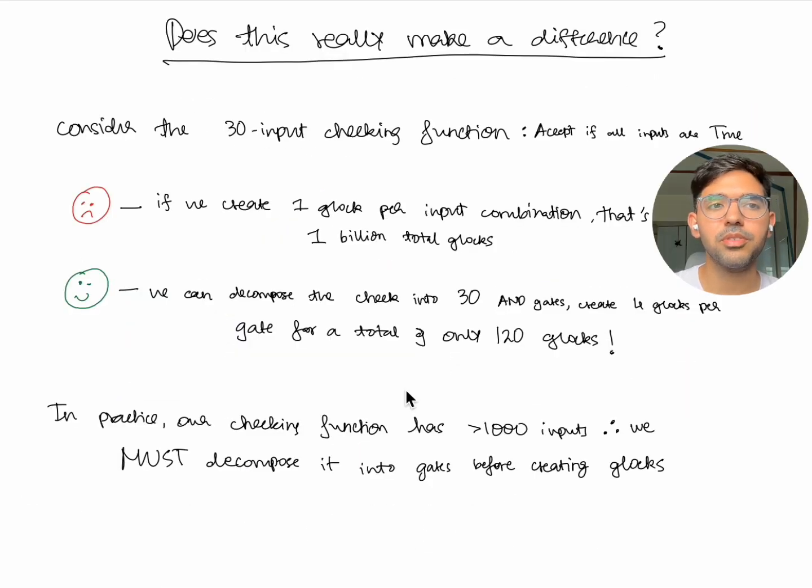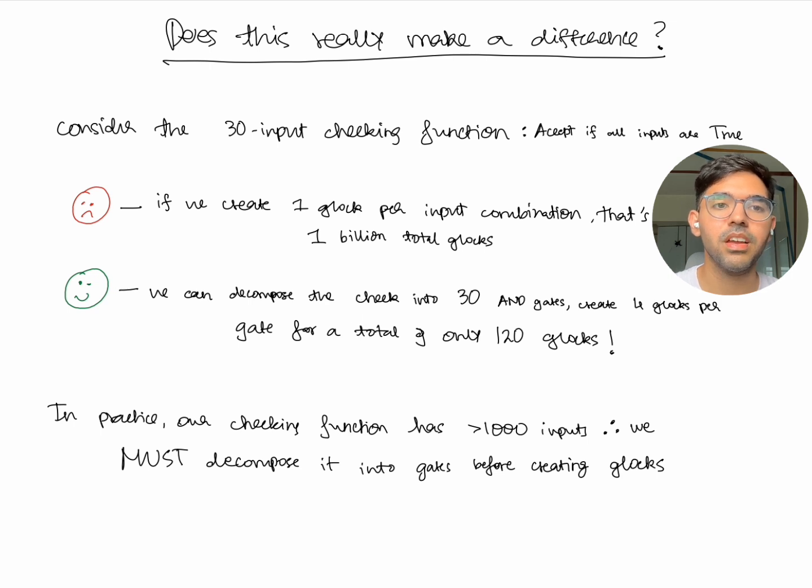Does this really make a difference though? Consider the 30 input checking function, where we accept if all inputs are true. If we created one Glock per input combination, that's more than a billion total Glocks. Instead, if we decompose the check into about 30 AND gates and we created 4 Glocks per AND gate as we did before, that leads to a total of only 120 Glocks. And in practice, our checking function has more than 1,000 inputs, so we must decompose it into gates before creating Glocks.